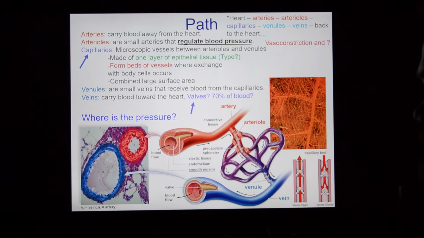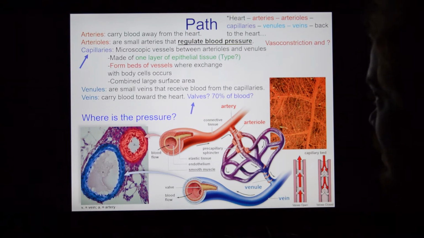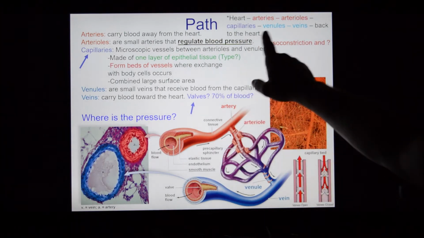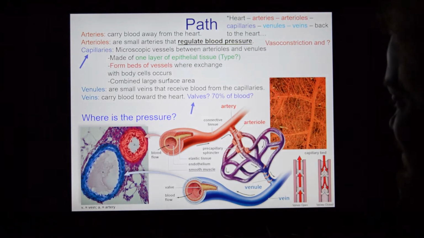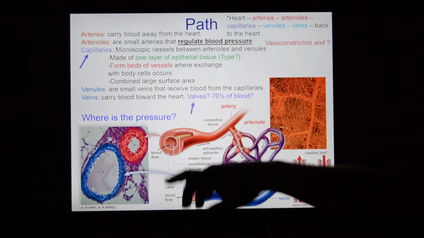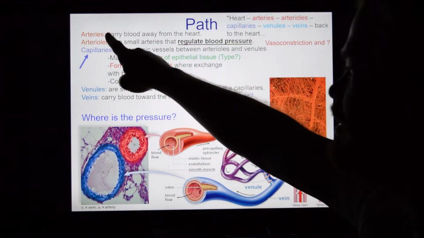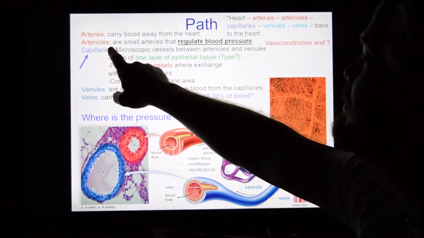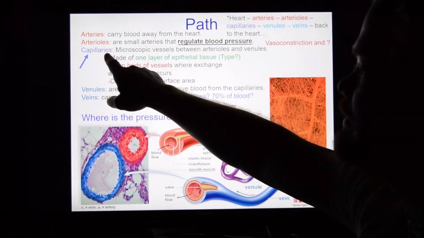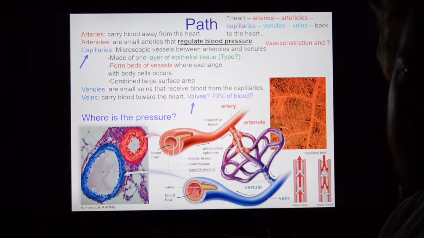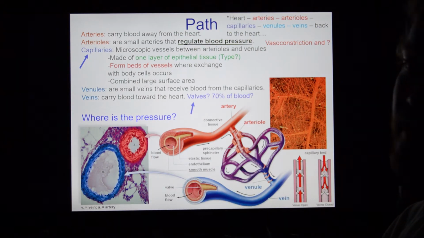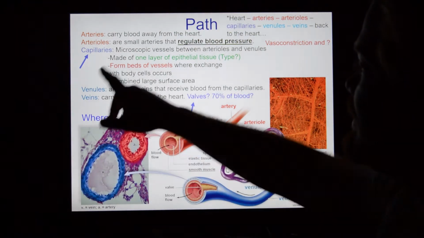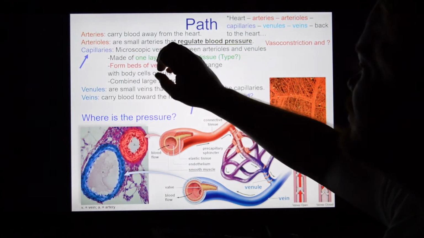All right, so this is how this works. Once blood leaves the heart, you're going to be seeing this again. This is going to be on your test. I can just about guarantee it. Blood flows from the heart to the arteries, arteries to arterioles, arterioles to capillaries, and capillaries are where the exchange happens, where oxygen is exchanged for carbon dioxide, where wastes are exchanged for nutrients, what have you. The capillaries are the exchange network of the body.